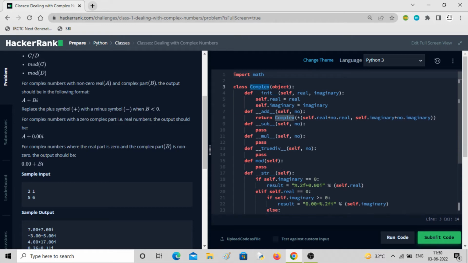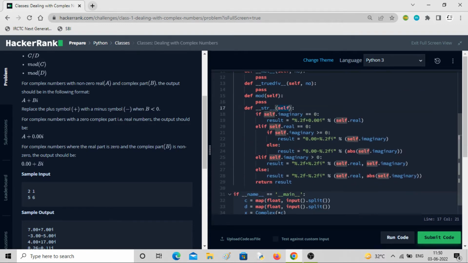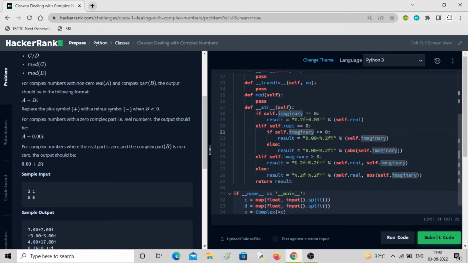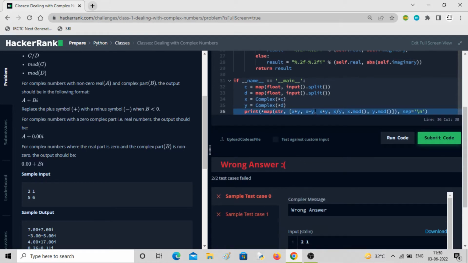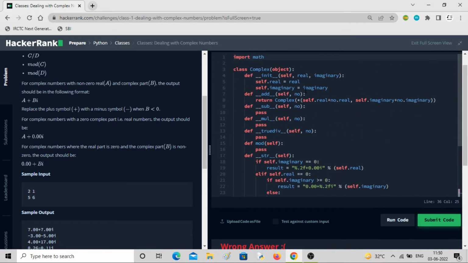When you pass it, it will see whether the imaginary part is 0 or not, whether the real part is 0 or not, and it will mold the output automatically. And it will return x plus y, then this will convert into string and print it. So that's how it is working.